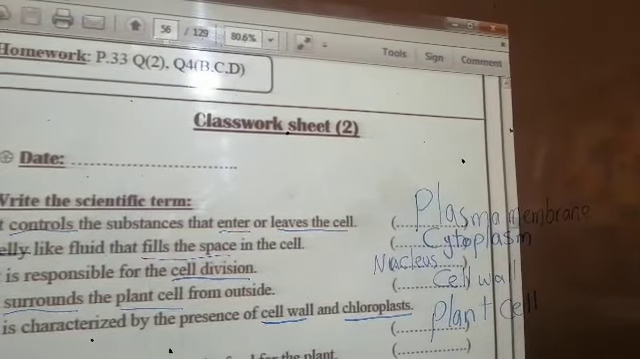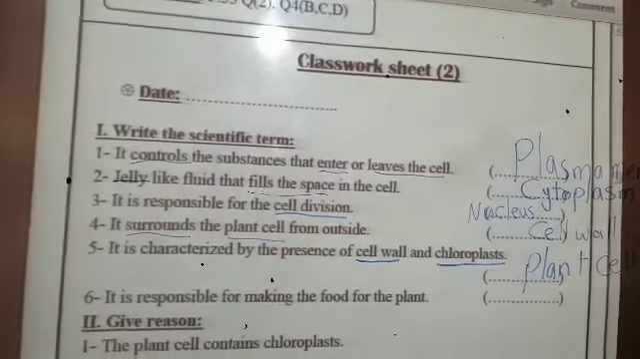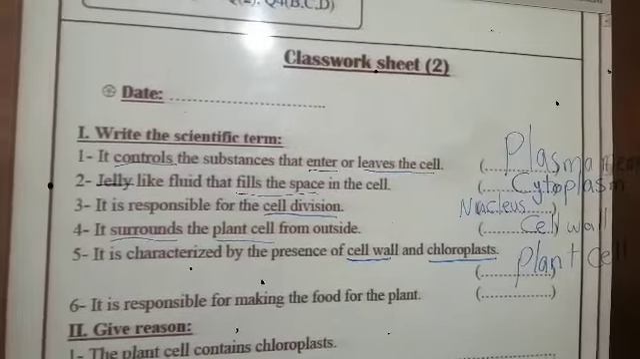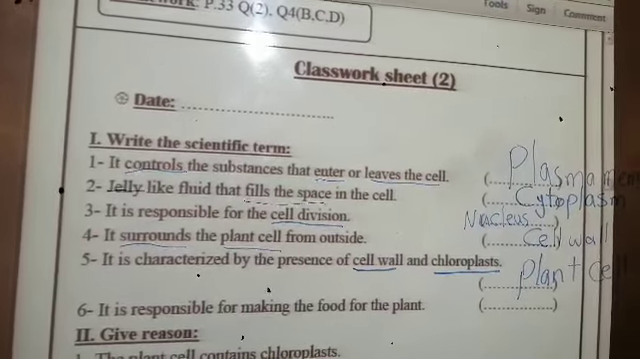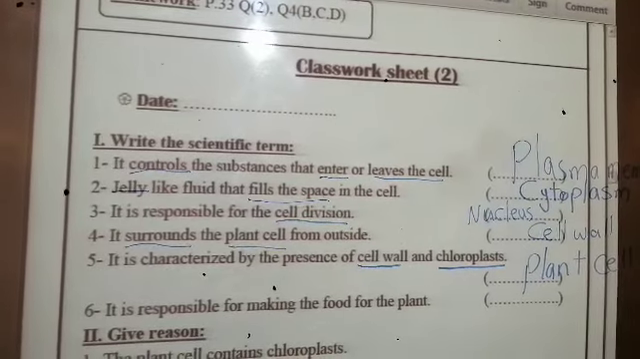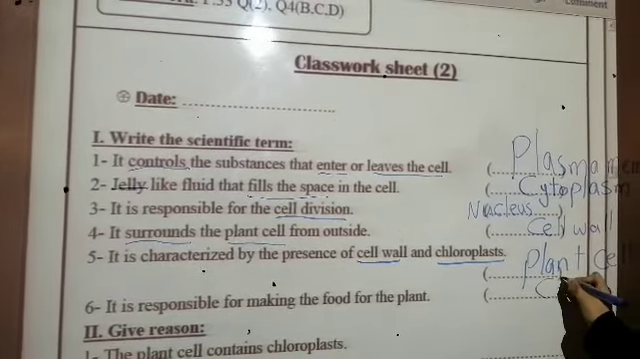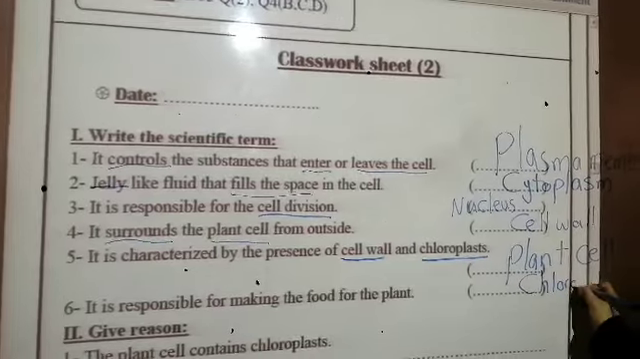Number 6, it is responsible for making the food for the plant. Which component inside the plant cell is responsible for making food or helps it to make the photosynthesis process? It is chloroplasts.